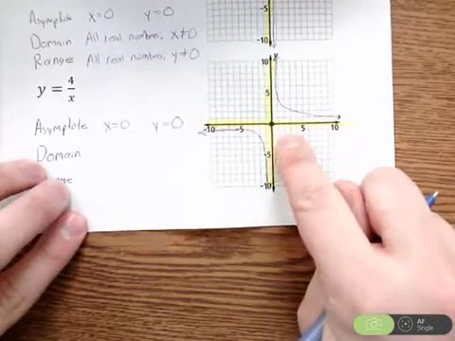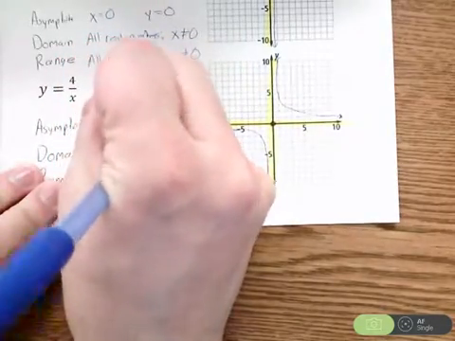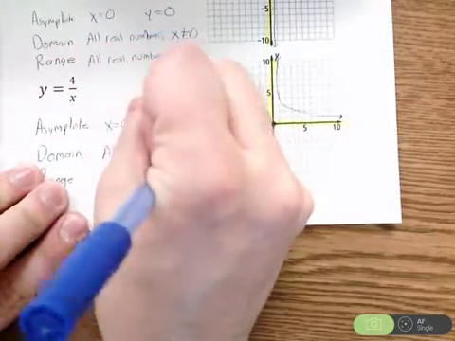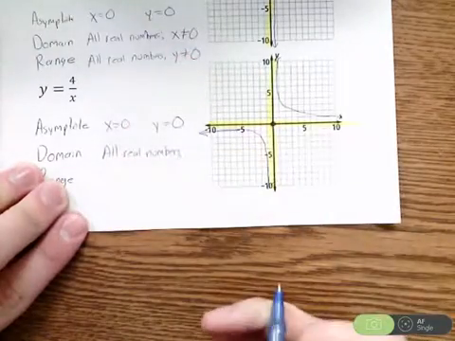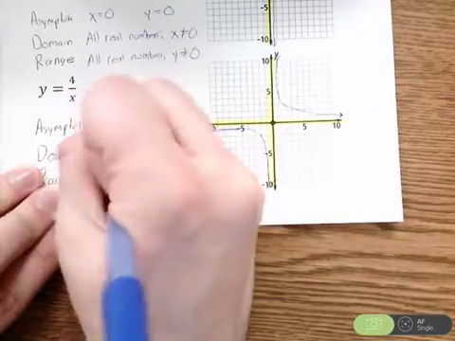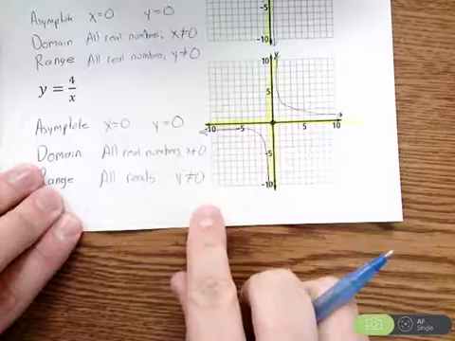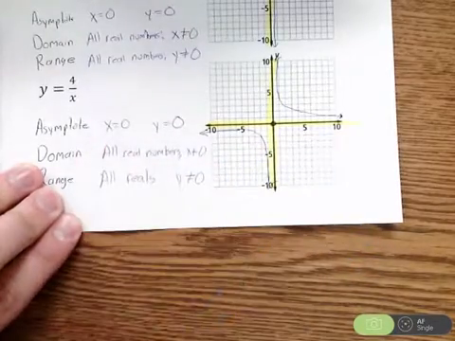Since nothing else changed there, I didn't slide the center, I'm still going to have all real numbers, and my restriction is always based on my x equals 0 asymptote, so x cannot be 0. My range is going to be all reals, but y cannot be 0. Notice again how these follow my asymptotes.